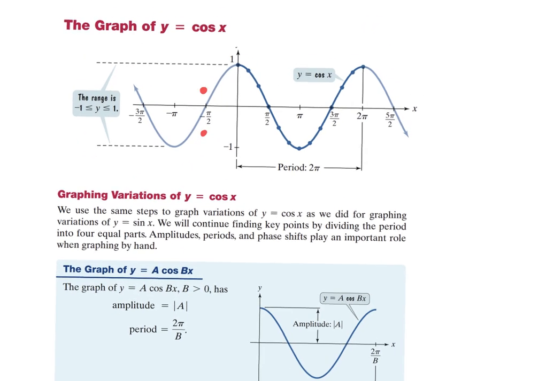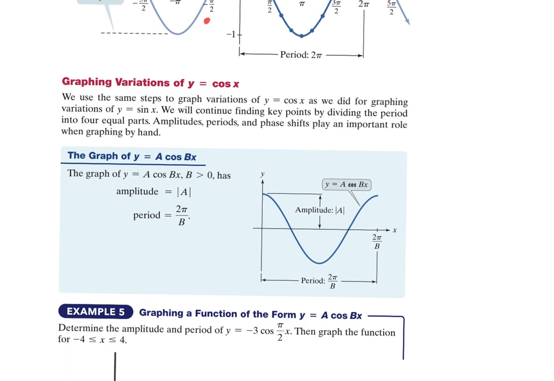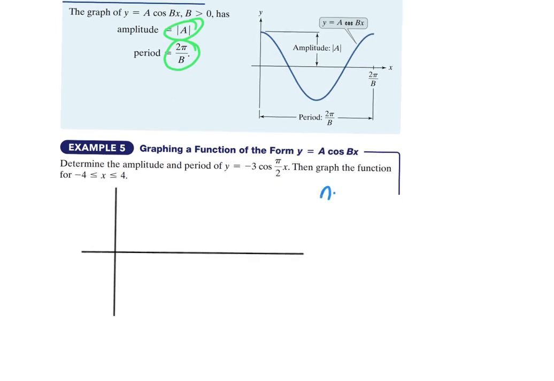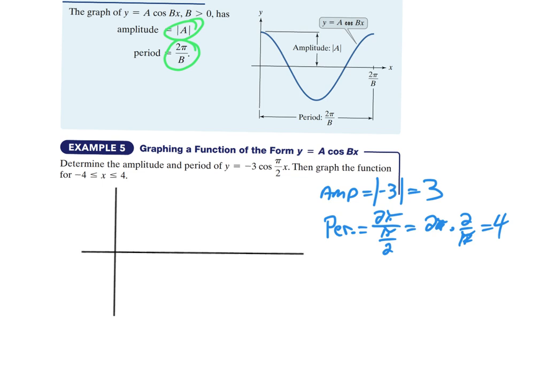Pretty much everything else stays the same. Like the processes we just discussed will stay the same. So amplitude and period, we're going to solve by finding the same way. So here our amplitude will be the absolute value of -3, so that's 3. And then we have a period of 2 pi divided by pi halves. So let's find that period. That's 2 pi times 2 over pi. These pi's cancel, and the period is actually 4.